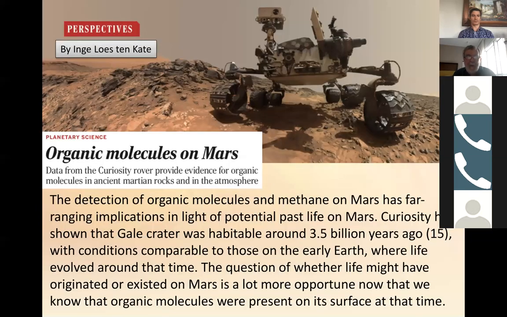And so when we published these results in Science, the perspective that an astrobiologist, Inge Loes ten Kate, wrote was that the question of whether life may have originated or existed on Mars is more opportune now that we know that organic molecules were present on its surface. So the message is there. They've not all been destroyed.